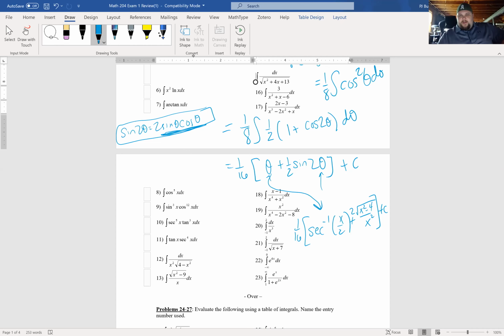So always, if you see anything that looks strange, like a sine of 2 theta, you always want to reduce it down to your basic trig functions, sines, cosines, tangents, stuff that you can actually read off of the triangle. Okay. All right, any other questions?